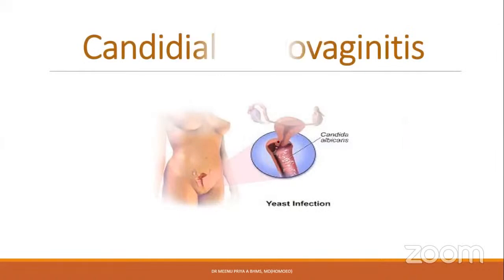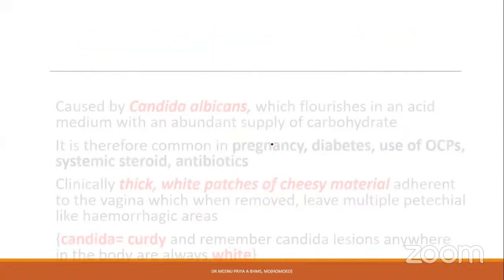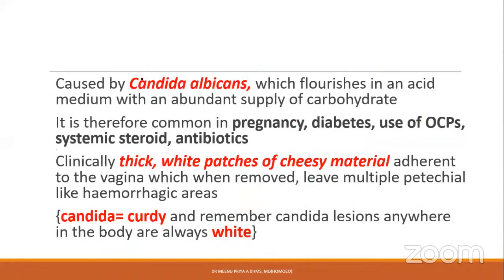So the first one is candidial vulvovaginitis, caused by Candida albicans. Always, when an infection chapter is dealt with, in any subject for that matter, remember the causative organism, because that could be a short question for a competitive exam. It is caused by Candida albicans, which flourishes in an acid medium. We all know the vagina has an acidic pH. So it flourishes in acid medium with an abundant supply of carbohydrate.